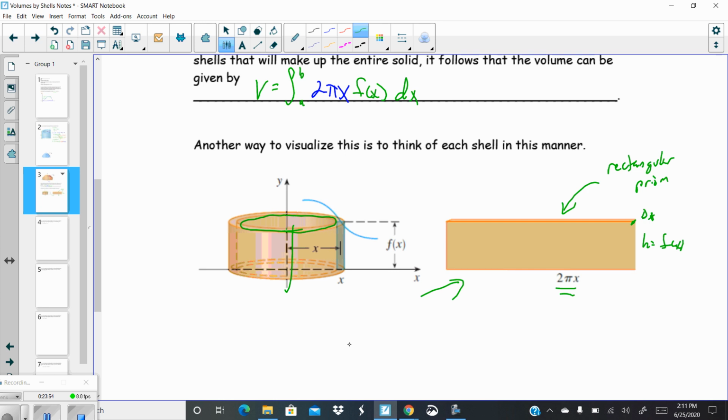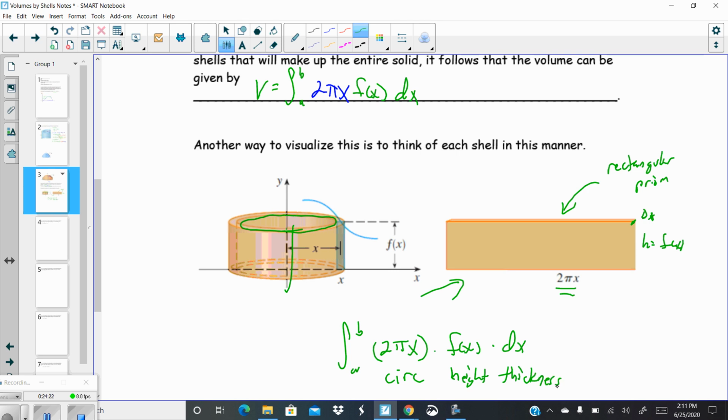So once again, you would take the integral from a to b of 2 pi x, that's your circumference, times the height, which is going to be your function, times the thickness, which in this case is dx.